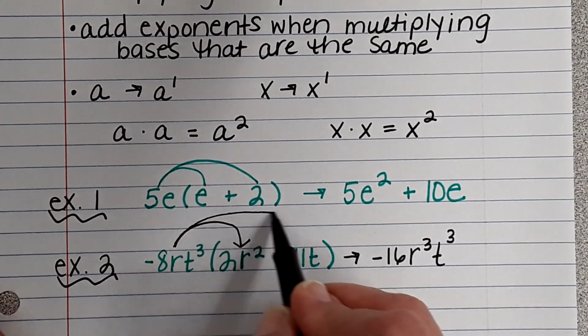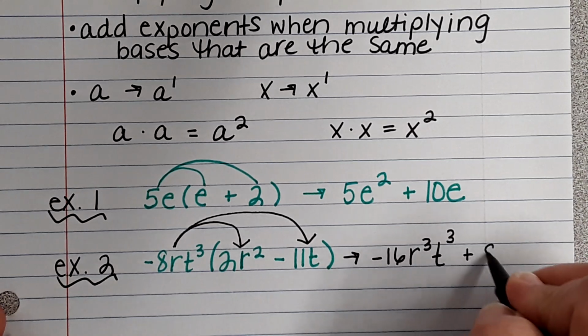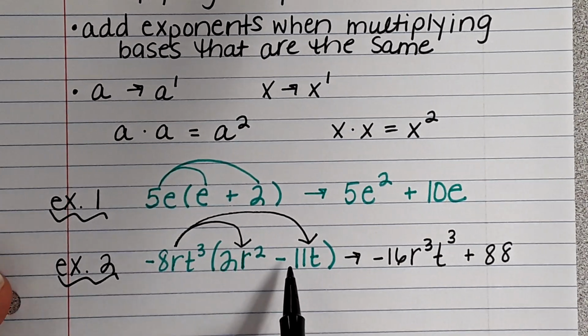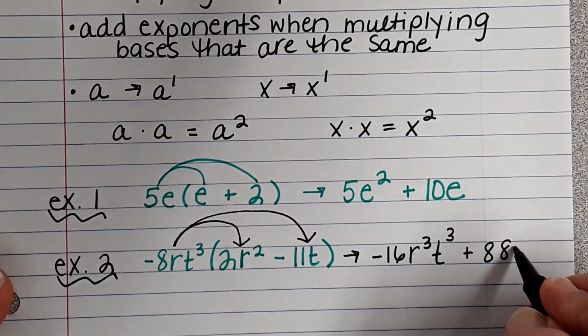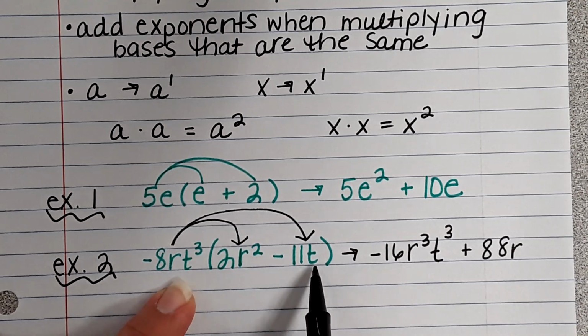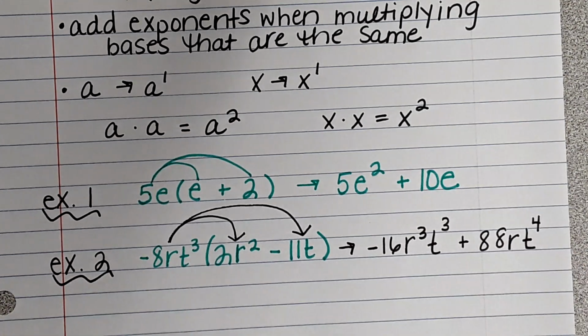Now we're going to do this one. You're going to multiply the numbers. So what's negative 8 times negative 11? Negative 88. Well, what's a negative times a negative? Positive. So it's positive 88. Now, variables always go in alphabetical order. So is there an r that I need? I'm going to put my r there because you just carry the letter over. And now it's t to the third times t. What is t to the third times t? t to the fourth. Yep. And that's my final answer.